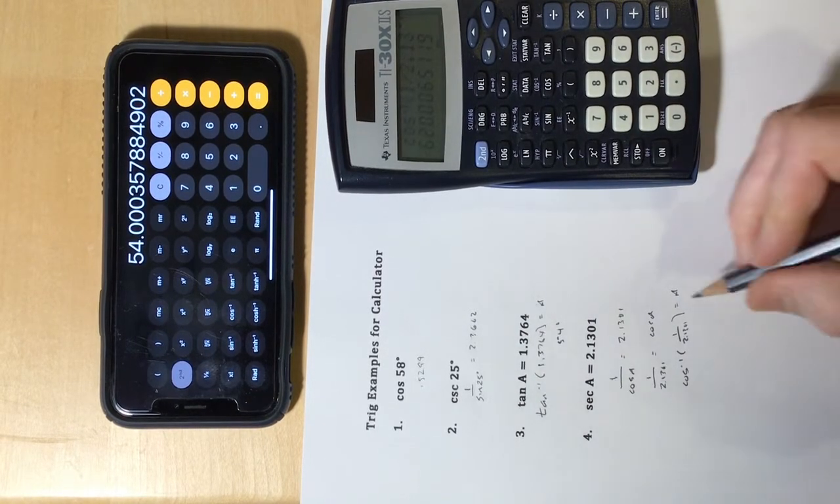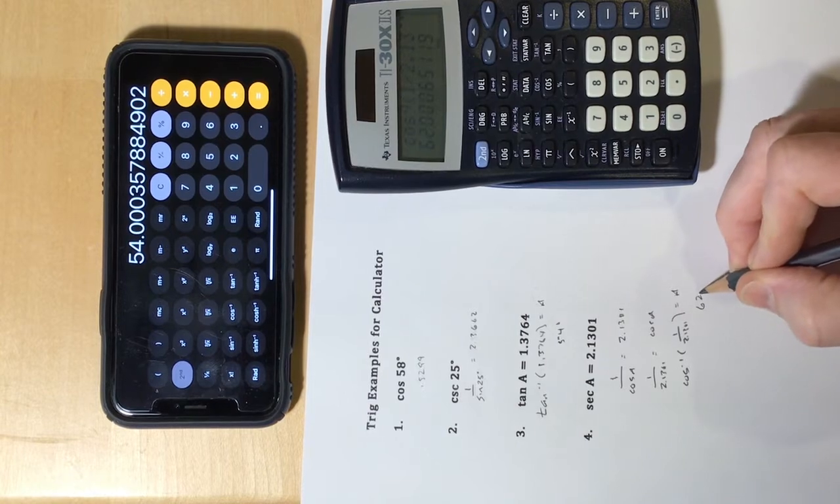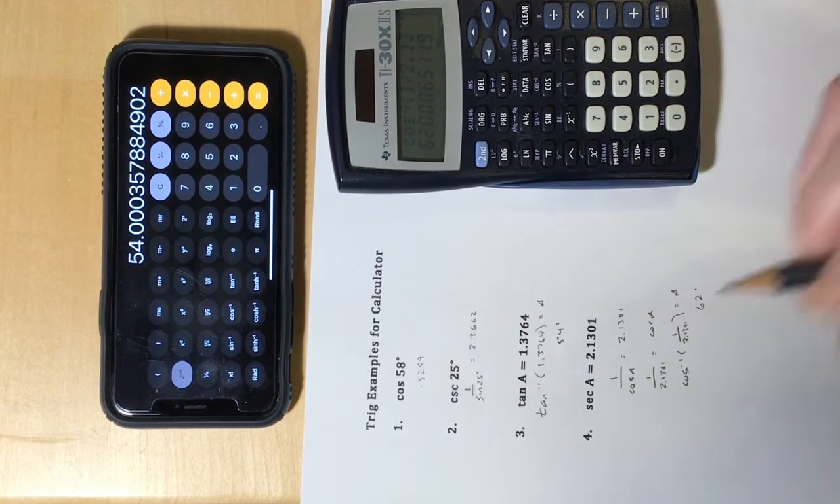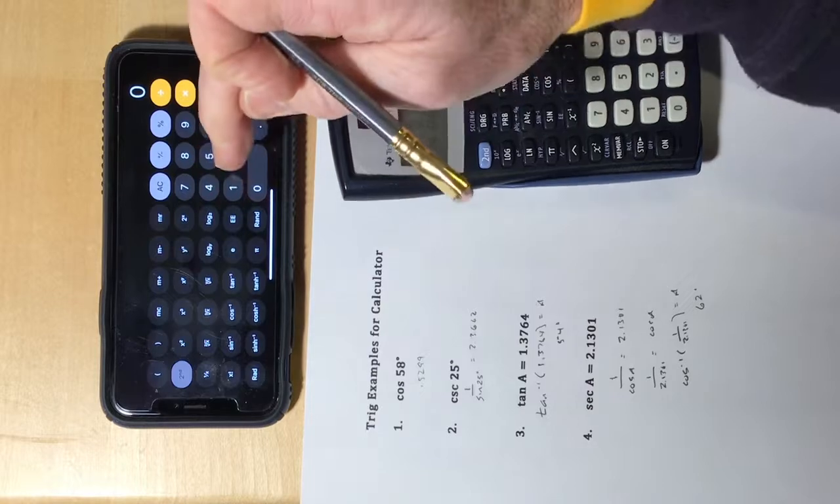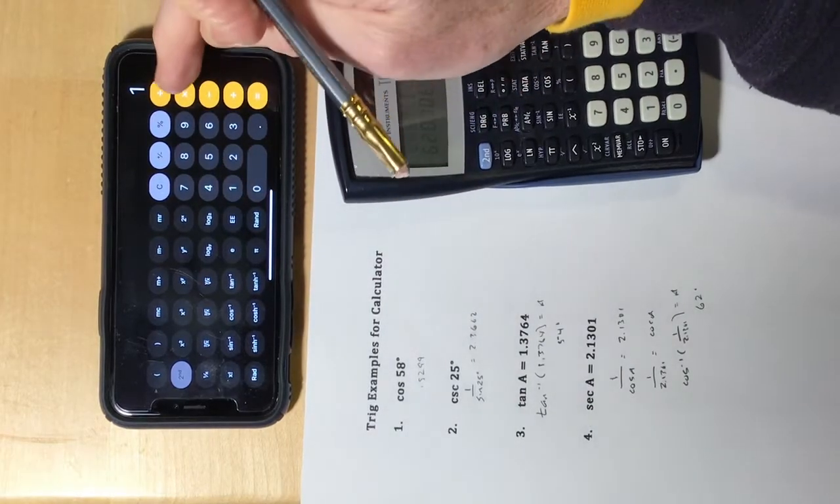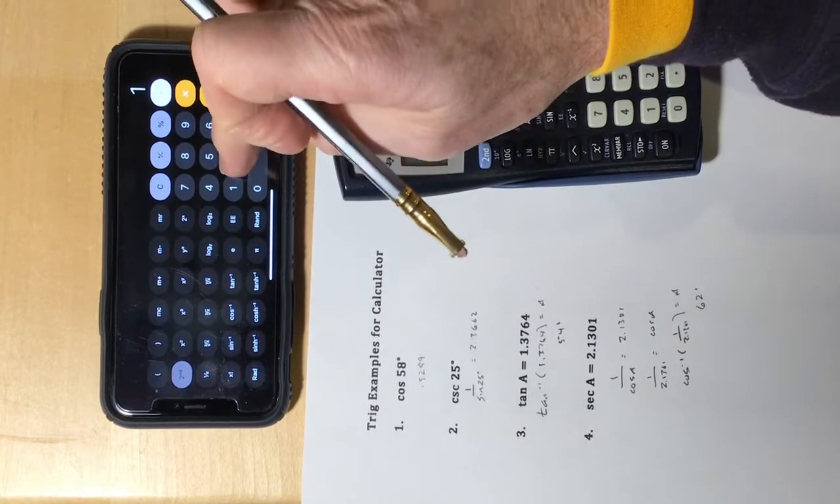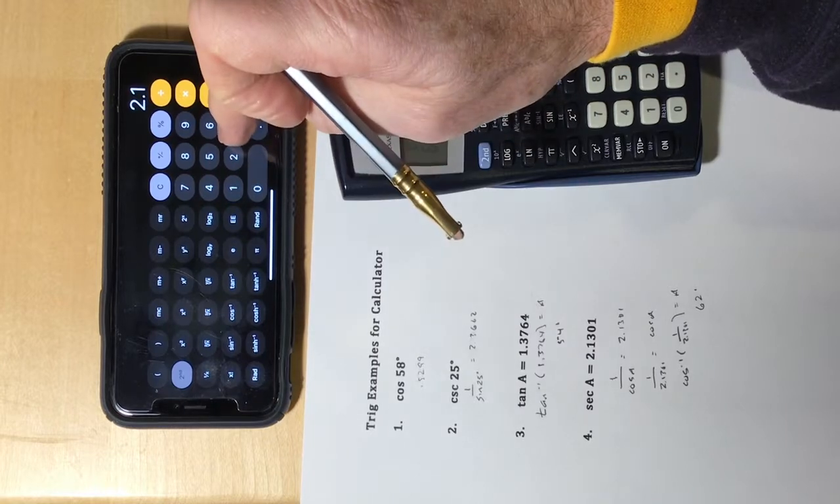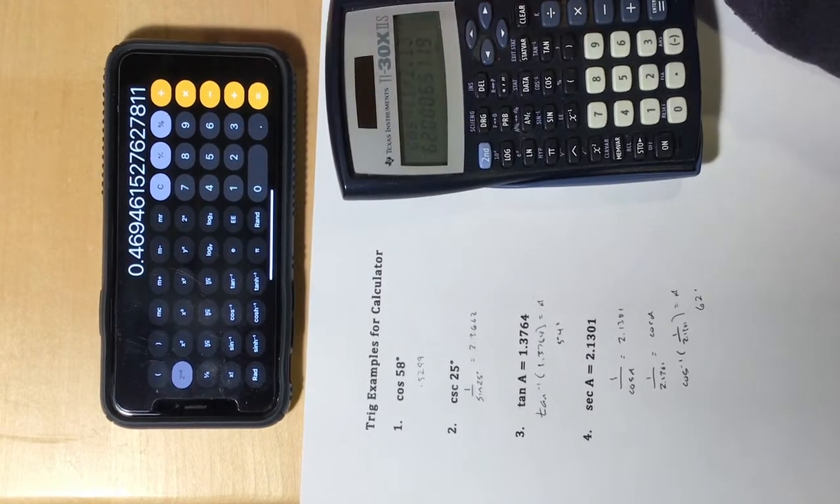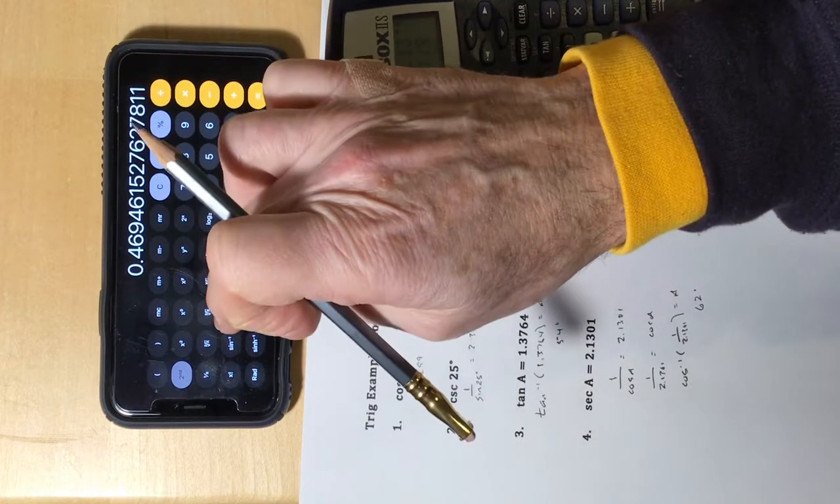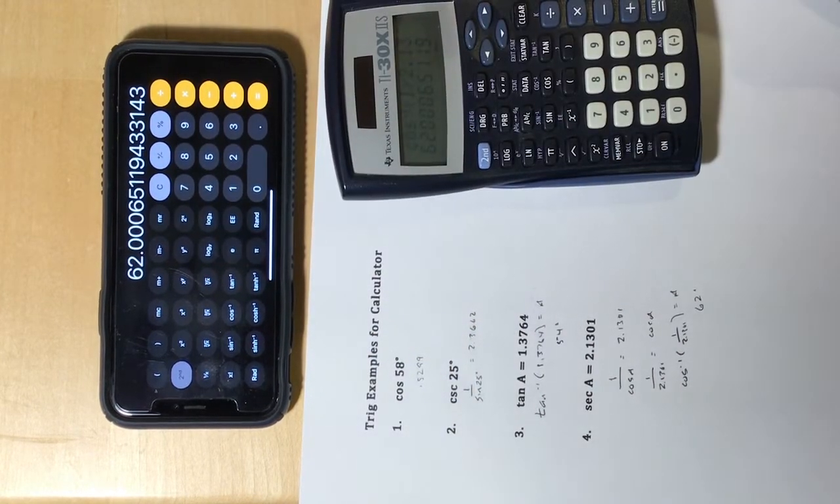Boom, 62 degrees. Now again, play around with that a little bit if you can. These, again, are a little bit dicey. So what I would do is simply this. You're still in the inverse, or the second part of this. I would do that first: go 1 divided by 2.1301 equals, and then hit inverse cosine of that, and you should get your 62 degrees.